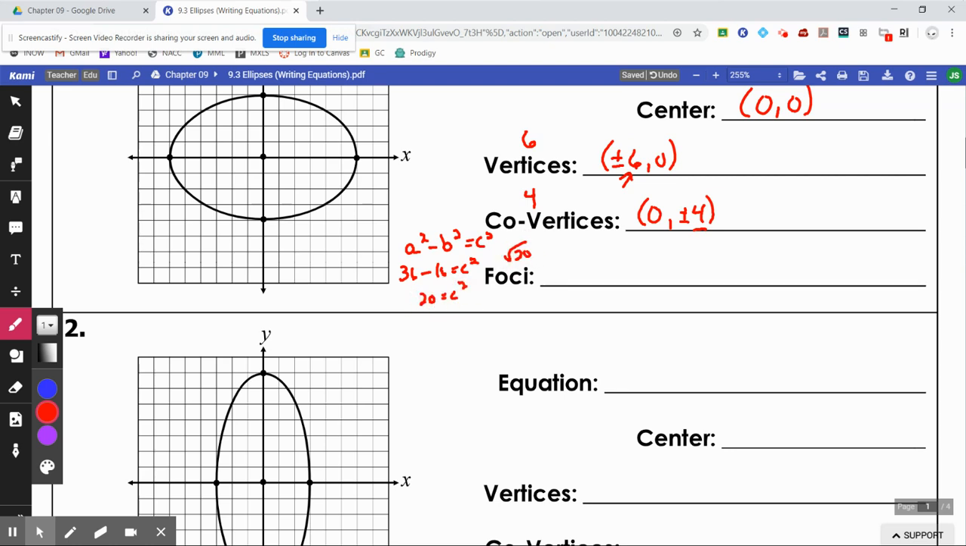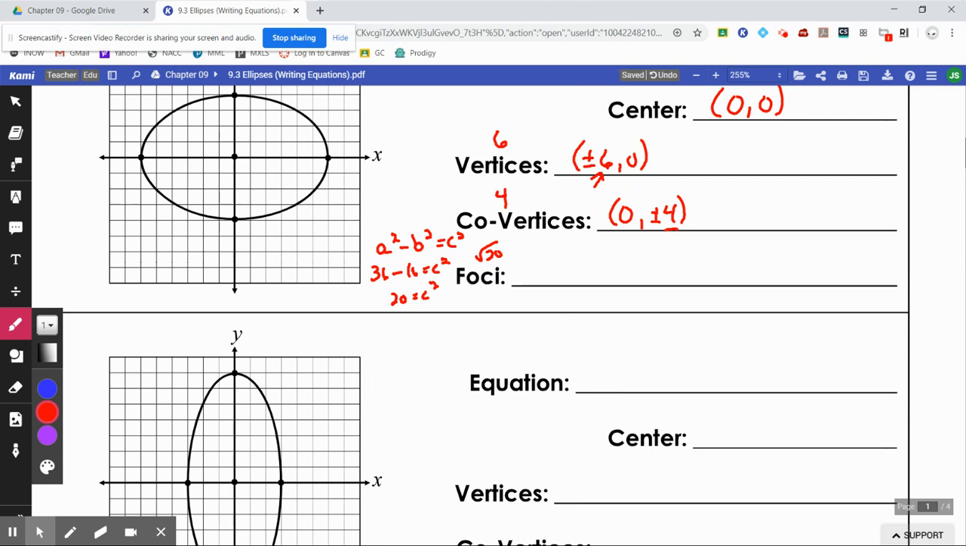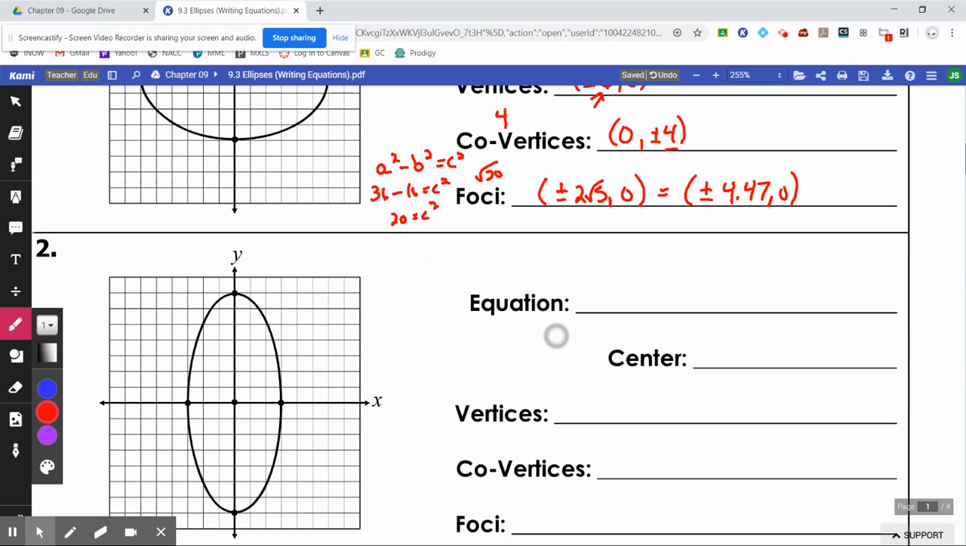So the square root of 20 is going to be the distance to our foci, which is around 4.5, something like that. Somewhere right around in there. So therefore, our foci are going to be located at plus and minus 2 root 5, which is simplified root 20, comma 0. Or you can type that into your calculator and get the actual 4.47, comma 0. Either one of those answers is fine.